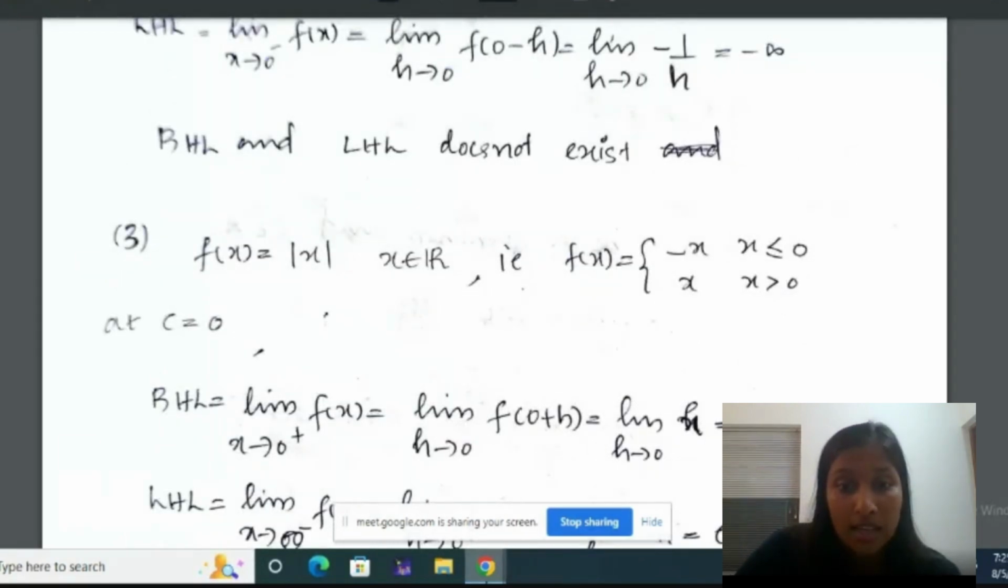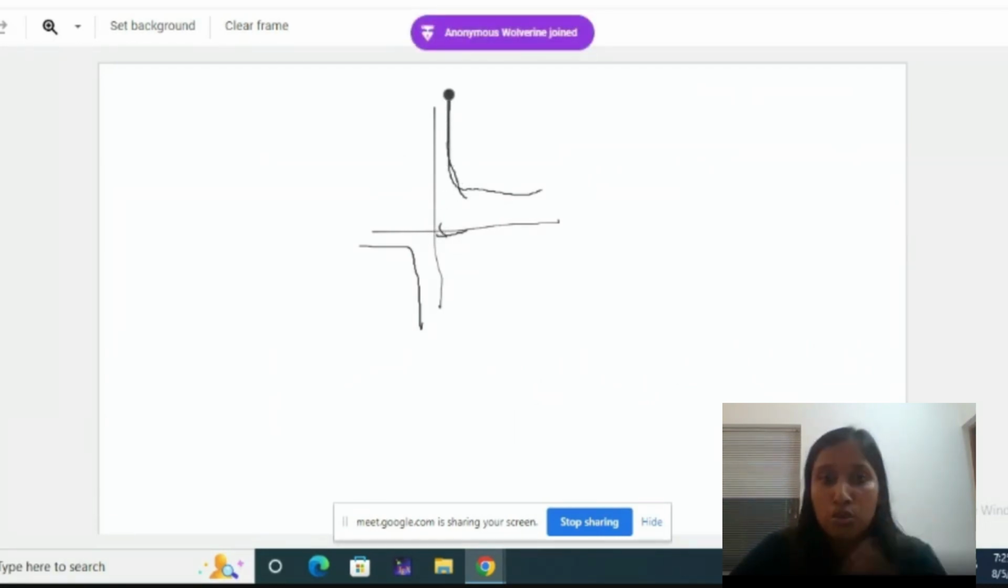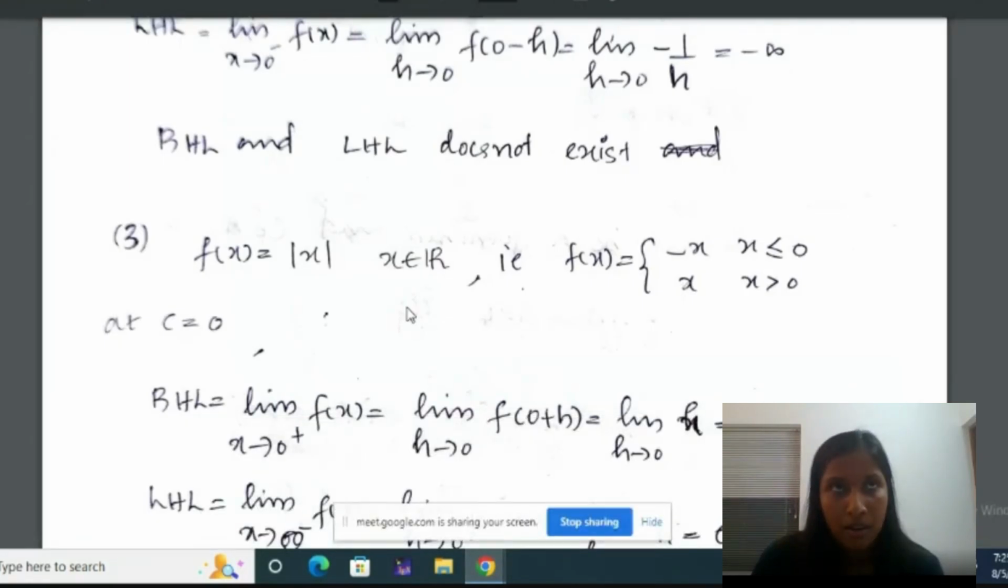Graphically also we can say: the graph of the function 1 by x is like this. As we approach zero from the right, the function value shoots up to infinity. As we approach from the left, the function value shoots down to minus infinity. So from the graph itself we can find the limit. So try to collect the graphs of the common functions like e raised to x, sine x, cos x, and the functions of the form ax plus b and 1 by x, so that you can find their shifting and transformation graphs, and you can find the limit easily.